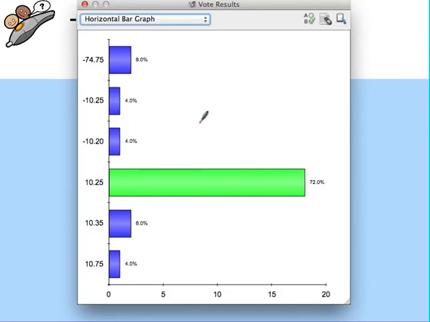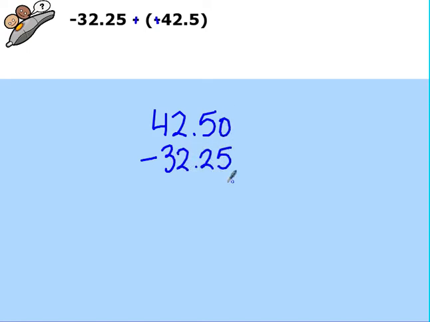The answer is 10.25. Nice job. Okay? Because once again, you have different signs, so you're going to subtract the 2. So you have 42.5 minus 32.25. Okay? Put your 0 in. You're going to have to borrow. And so then you end up getting 10.25. Then you take the sign of the higher number, which is a positive. Okay?